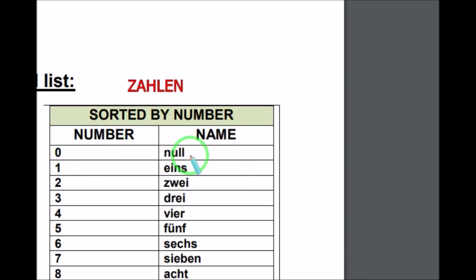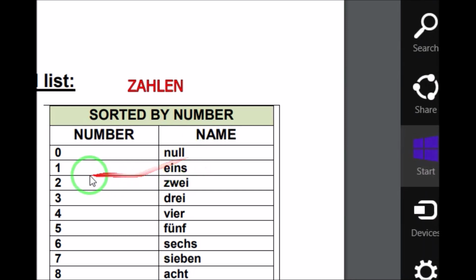0 is null. I repeat, 0 is null. 1, eins. 2, zwei. 3, drei. 4, vier.